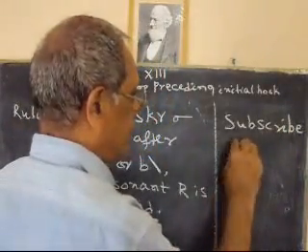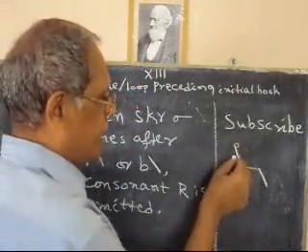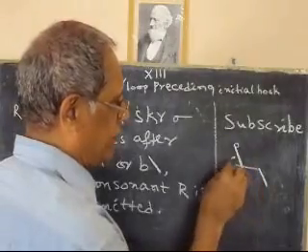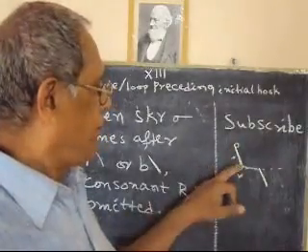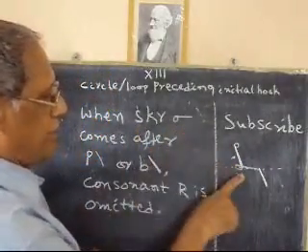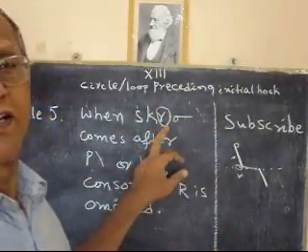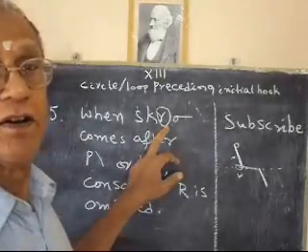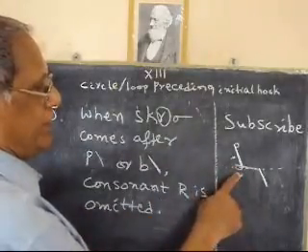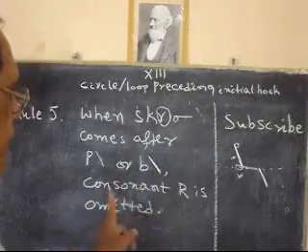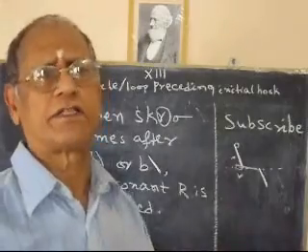Subscribe. After B, skr has come. But there is no representation of the consonant R. We write only subscribe. When skr comes after P or B, consonant R is omitted. Very simple. Only a very few cases.